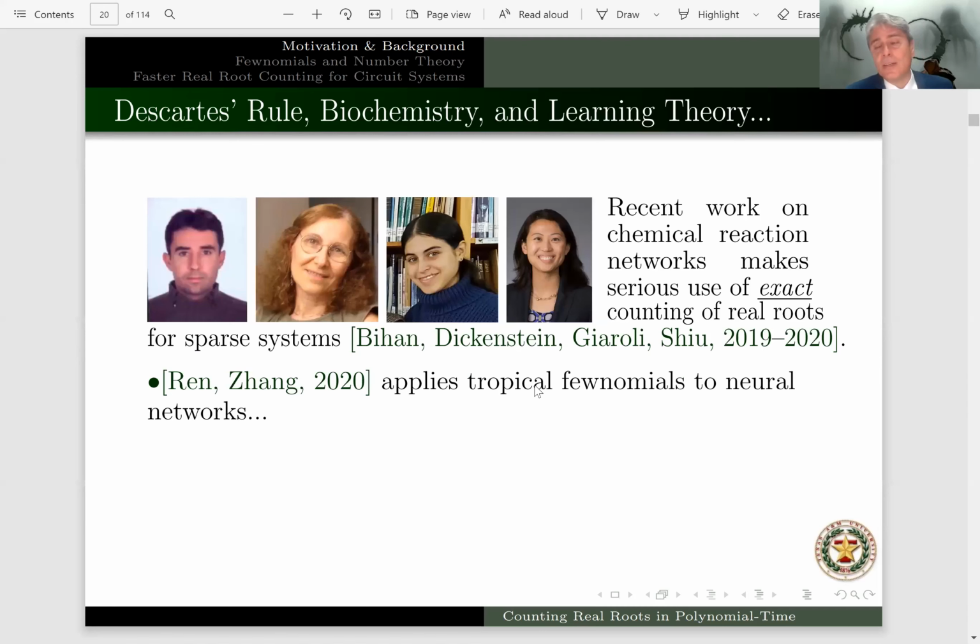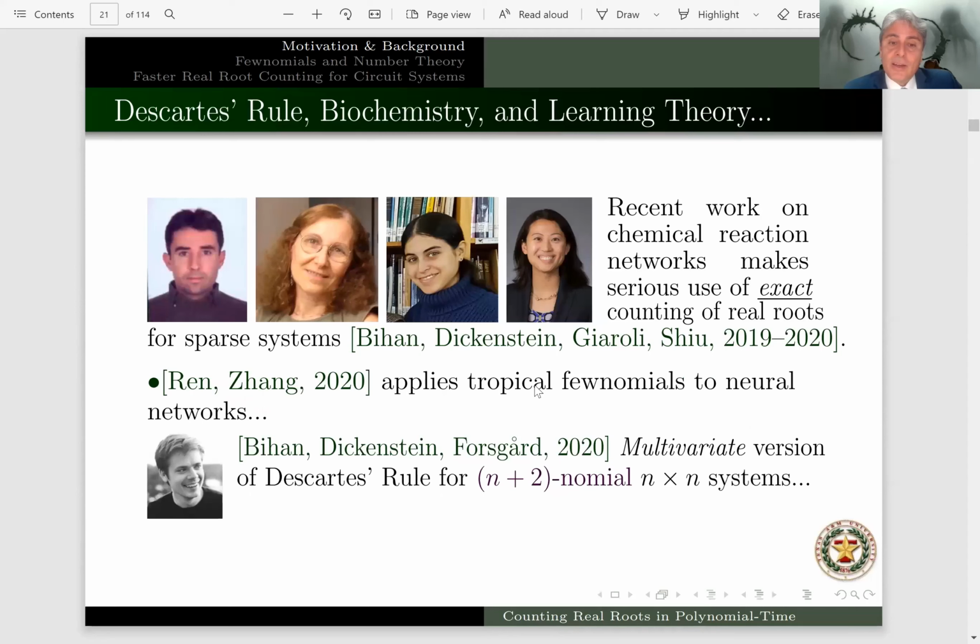Now, from a different angle, Yu Ren and Lian Zhang have been applying tropical Fewnomials, which is sort of another way of looking at sparse polynomial systems, to the complexity of neural networks inside of learning theory. So that's yet another application of polynomial system solving and trying to understand the roots. And related to this also is some recent work of Bihahn, Dickenstein, and Jens Forsgaard, where they actually worked out a very nice multivariate version of Descartes' rule for n plus 2 Fewnomial n by n systems.